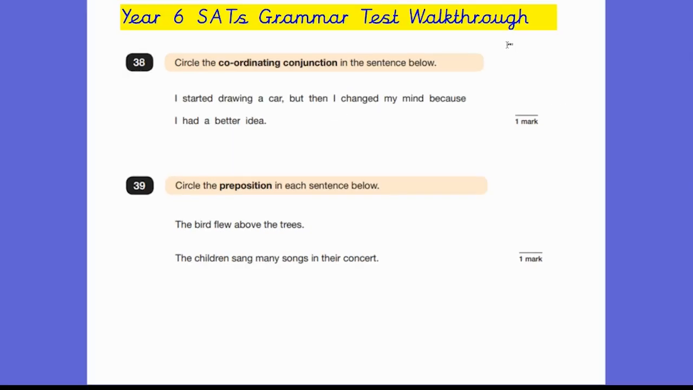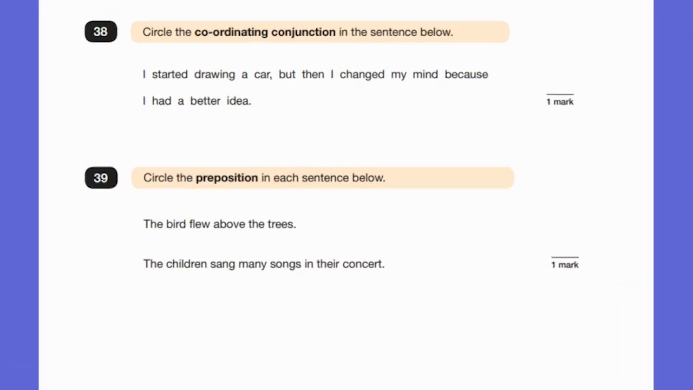Number 38, circle the coordinating conjunction in the sentence below. And the same as we spoke about using wabbits to identify subordinating conjunctions, children may remember fanboys or different types of acronyms to remember coordinating conjunctions. So here, I started drawing a car, but then I changed my mind because I had a better idea. Now I know that but is my coordinating conjunction. Hopefully they don't get confused and circle because, and because is a subordinating conjunction. So that's why it's really important to read the question.